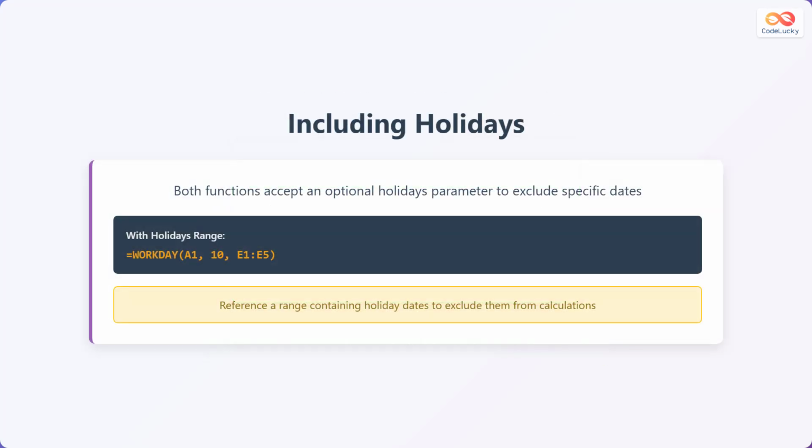Both the WORKDAY and NETWORKDAYS functions accept an optional holidays parameter to exclude specific dates. For example, with a holidays range, the formula can be written as =WORKDAY(A1, 10, E1:E5). You can reference a range containing holiday dates to exclude them from the calculations.